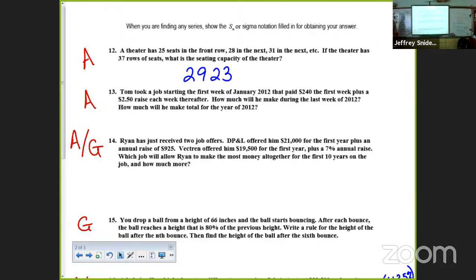Number 13. Is number 13 a series, or are you just using the sequence? What is number 13? This was a series, right? Notice up here it said any series, but I'm not going to give you that, but you have to decide, is it a series or a sequence? What about number 13? Are you finding a series, or are you just using a sequence?